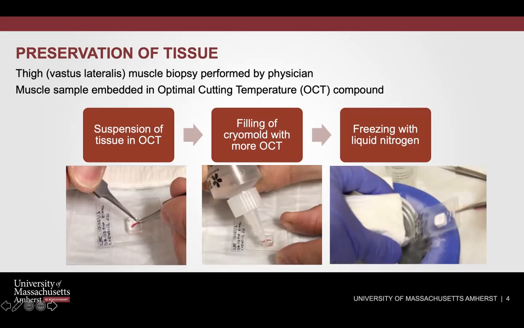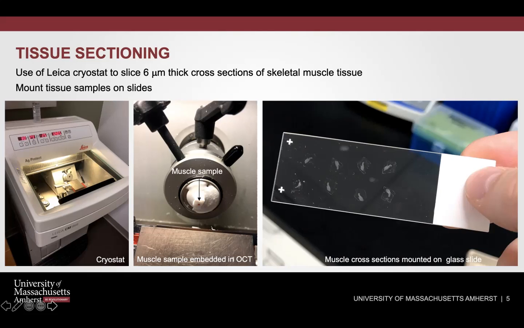Tissue samples were obtained via a muscle biopsy of the vastus lateralis muscle in the thigh by a physician. The samples were placed in optimal cutting temperature compound and frozen with liquid nitrogen. A cryostat was used to obtain 6 micrometer thick cross sections of skeletal muscle tissue. These samples were then mounted on a slide, as shown here on the right.